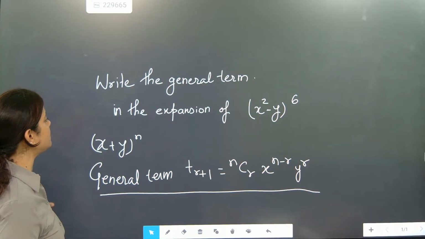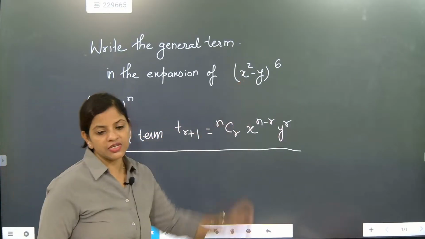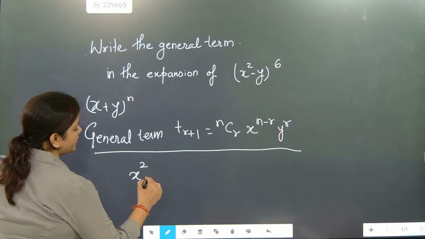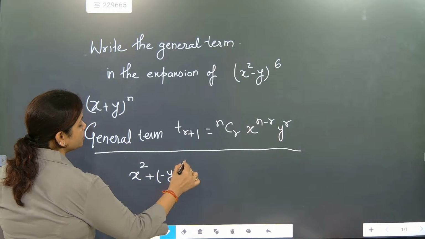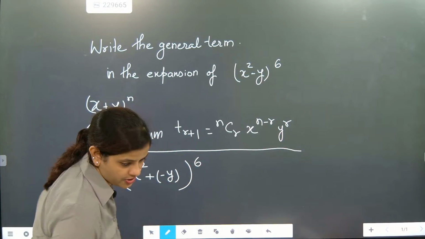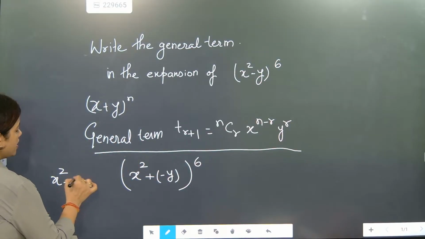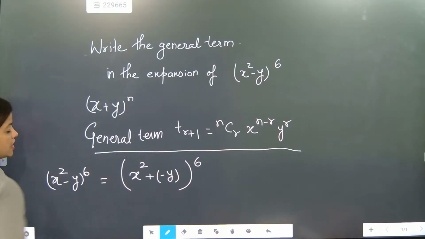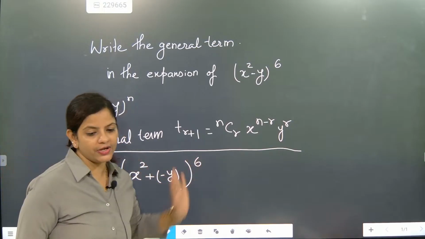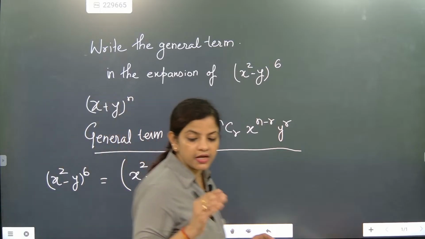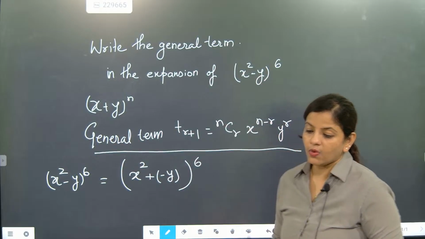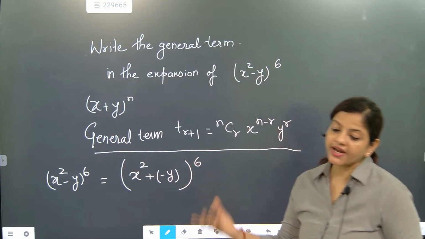So now, what is our general term, beta? Your question is x square plus minus y, to the power 6. You always remember every subtraction is a type of addition. So when x square minus y to the power 6 is there, first we will write it as x square plus minus y to the power 6. Understood? Once we have written that, the next work is writing the general term.